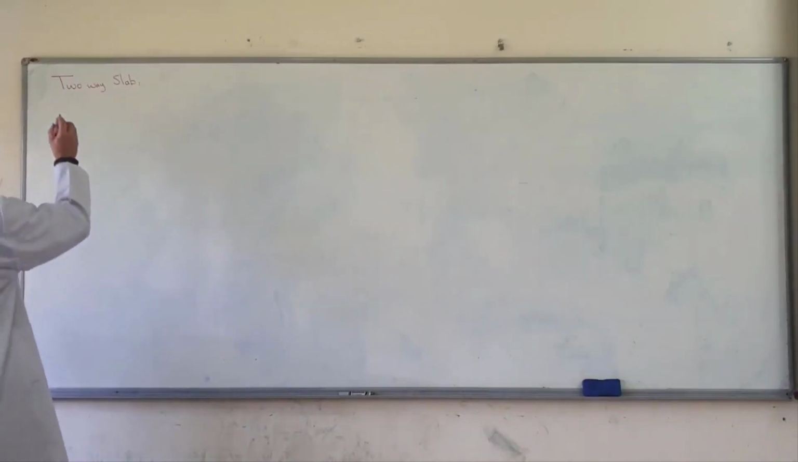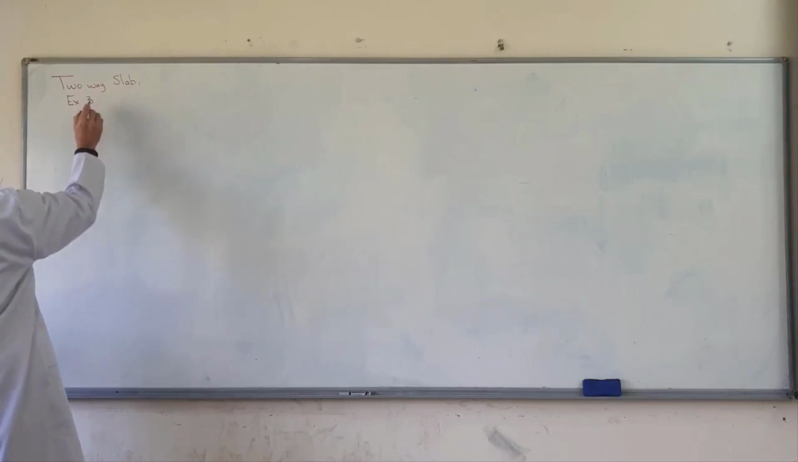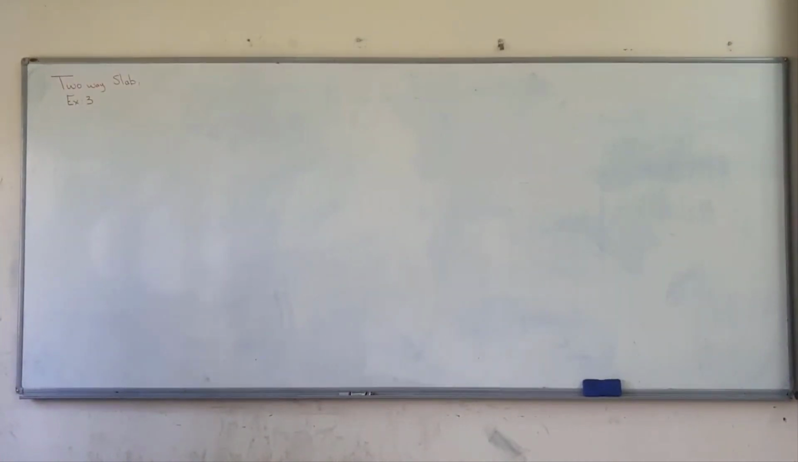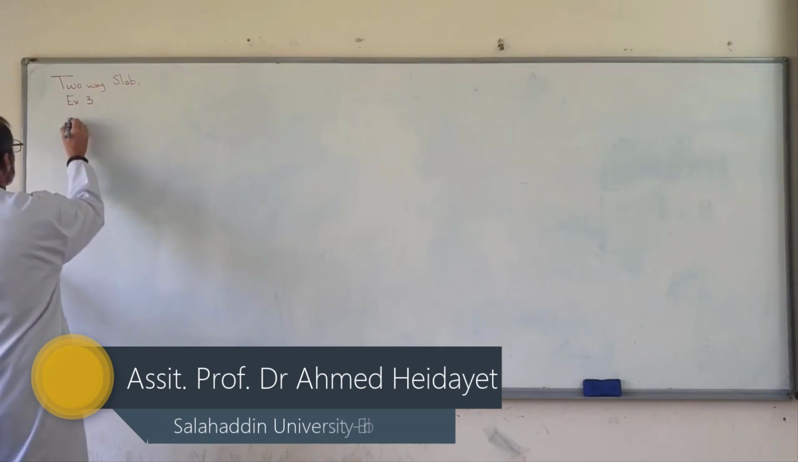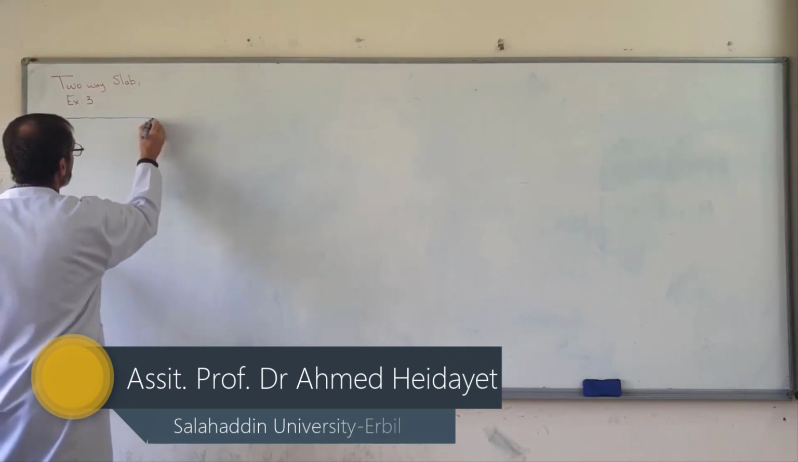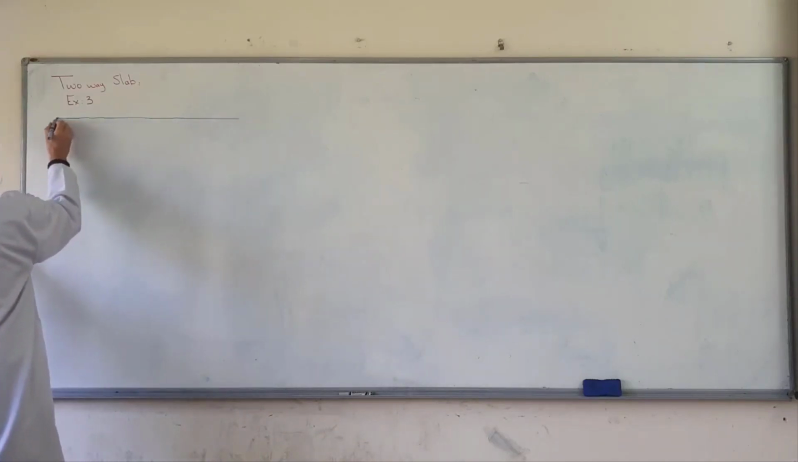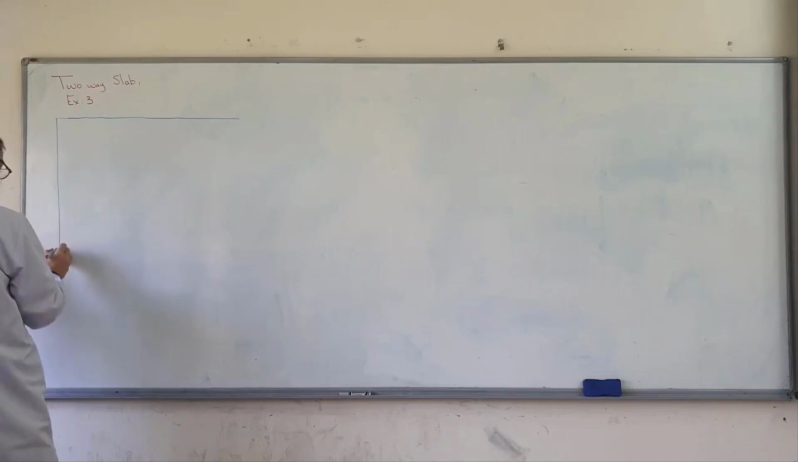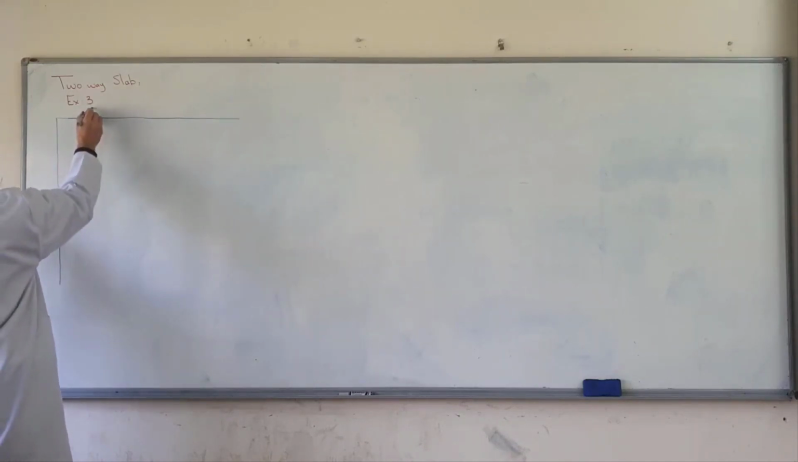Now we go to solve an example on two-way slabs. This is the third example on two-way slabs. We have this frame. The request of the problem is to design the slabs. This distance is 5 meters.